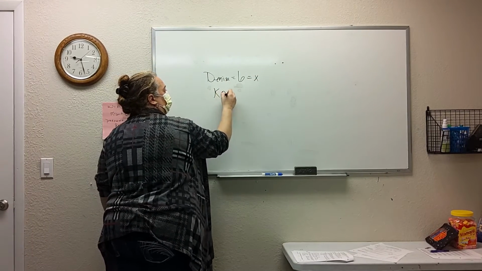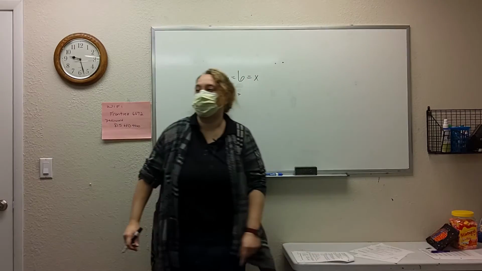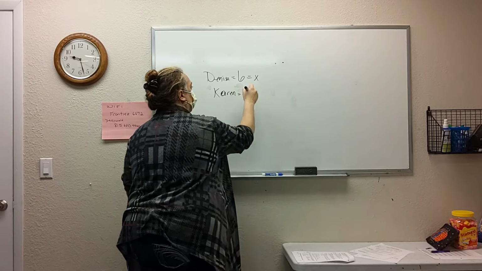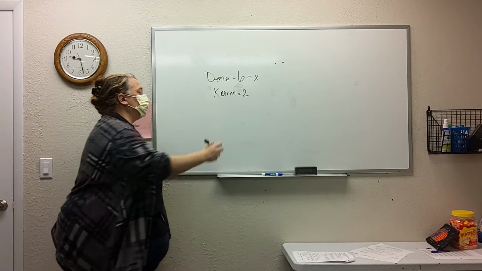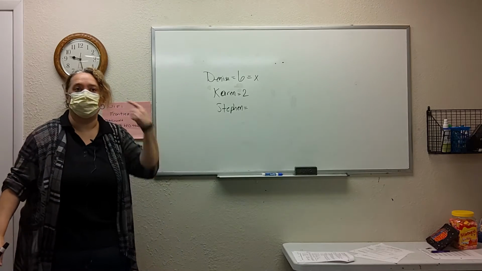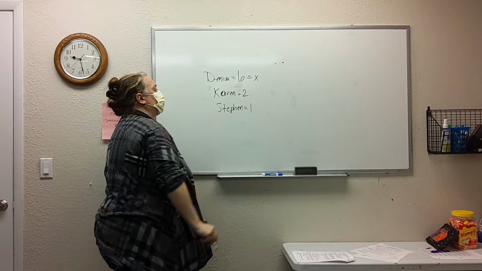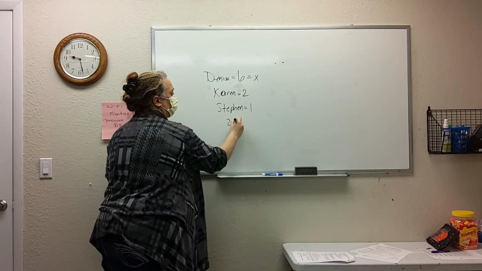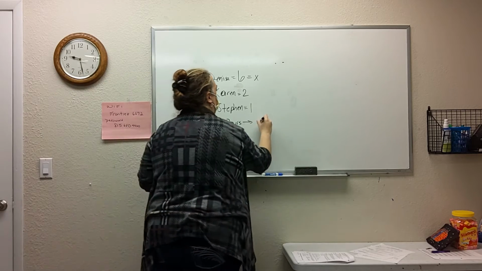All right, Karen. It says that Denise is 4 years older than Karen. So how old does that make Karen? 2. Denise is older than Karen, so subtract 4. Karen is currently twice as old as brother Stephen. So how old is little Stephen? 1. Good. Karen is twice as old as Stephen, so Stephen's got to be 1. Our question is, how old will Stephen be in 2 years? So 2 years from now, how old is Stephen going to be? 3. Beautiful.